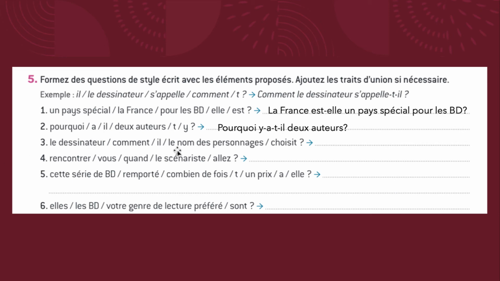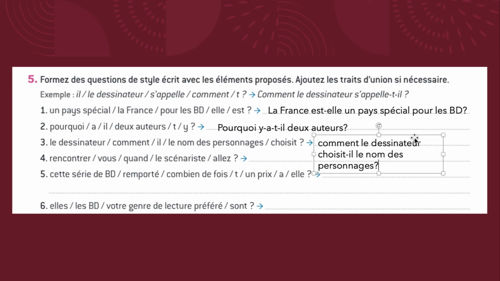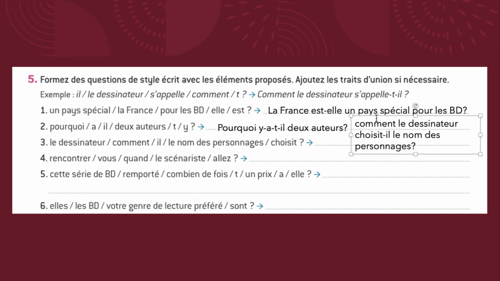Le dessinateur, comment il le nom des personnages choisis? Encore une fois, on a notre mot interrogatif. On va commencer par cela. Voilà. Comment le dessinateur choisit-il le nom des personnages? Okay, so that will be number 3. I'm sorry if it's all over the place here. Okay, so we have the mot interrogatif. We have our sujet, right? Again, if I just said comment choisit-il le nom des personnages, it could mean a variety of things, okay? Followed by the verb, remember inversion if it's formal, followed by the pronom that destinateur corresponds to and the rest of the sentence.